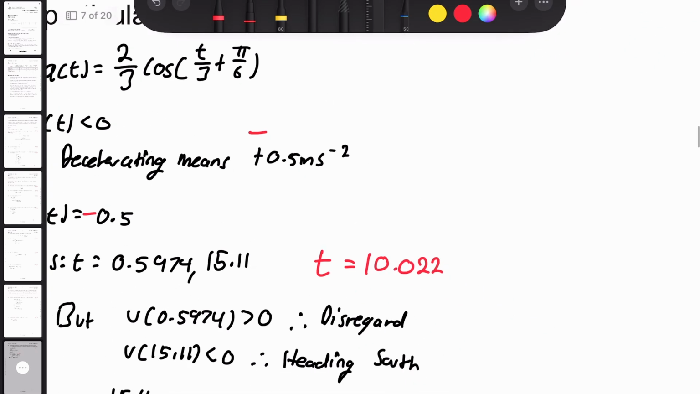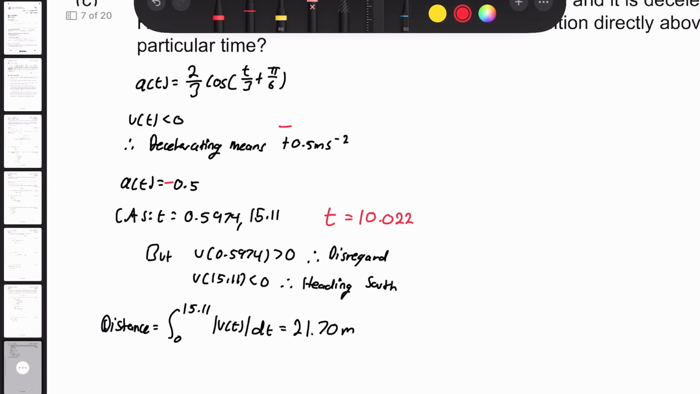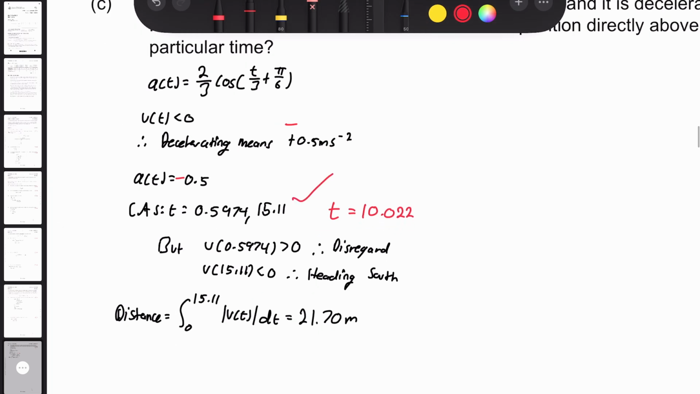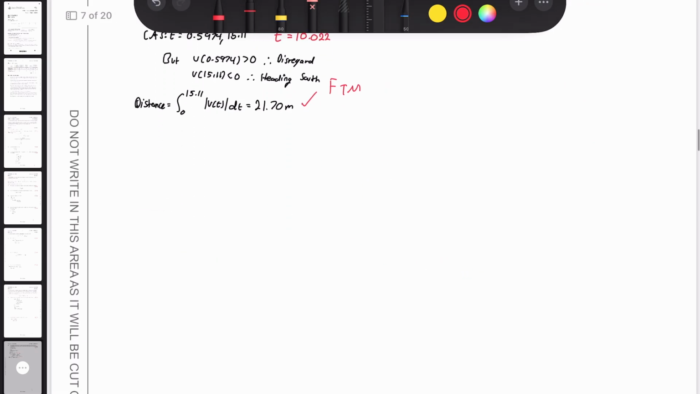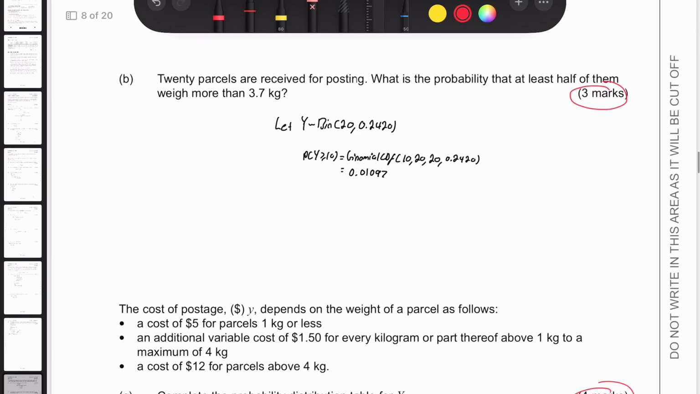So I lost a mark there, but I allowed myself follow through there, and follow through there. FTM. And that was the only mark we lost here. Everything else was quite good.